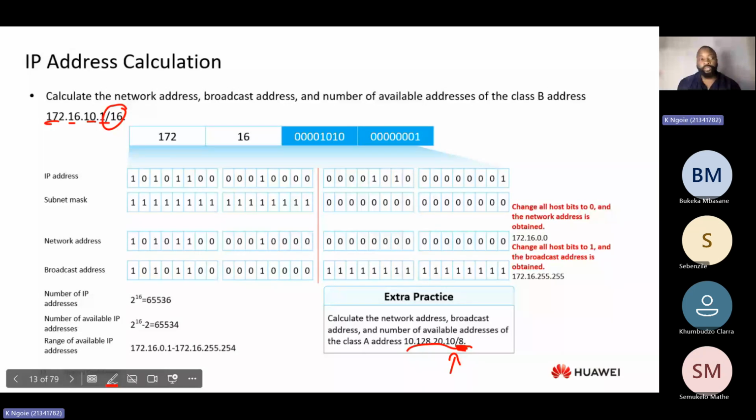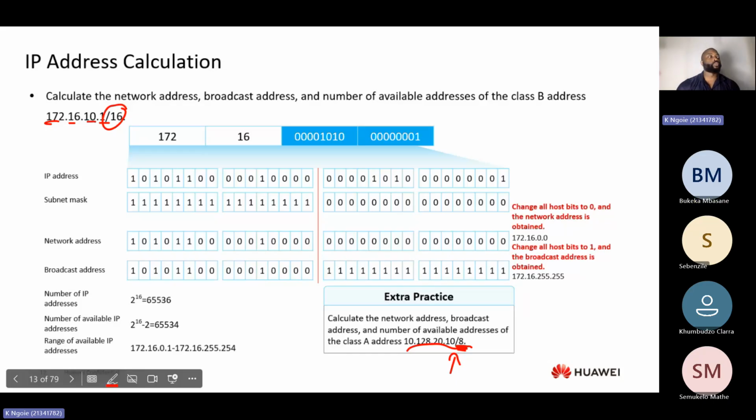Guys, what about this case? How many bits does the host have? I'm going to take a wild guess because I was not in the classes. Is it 8?